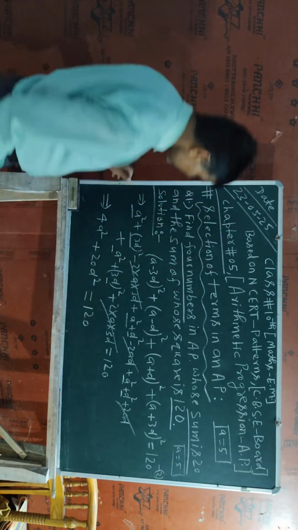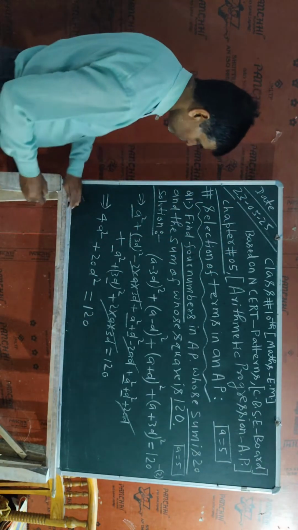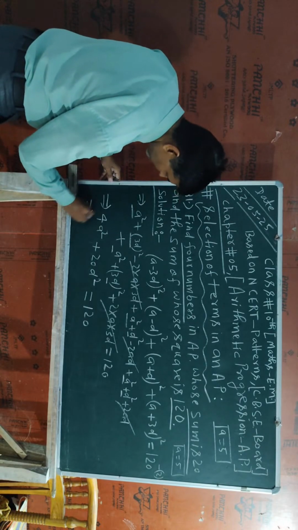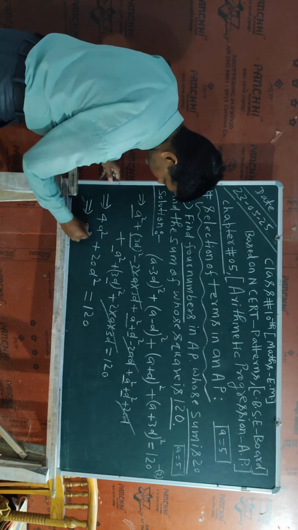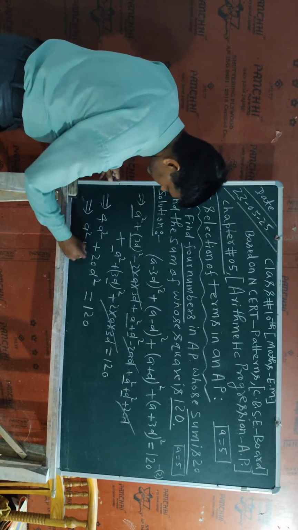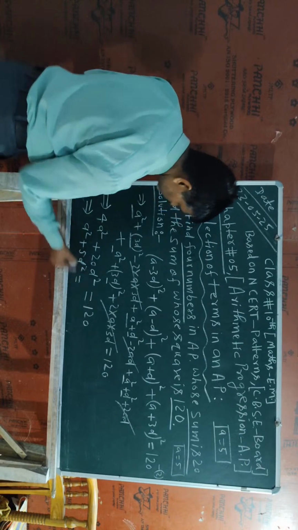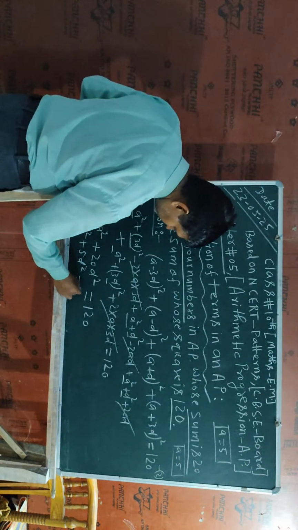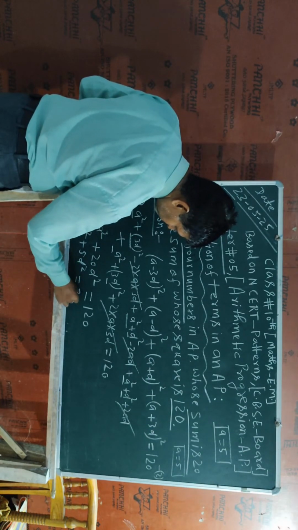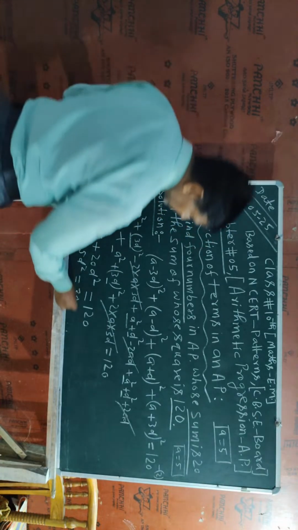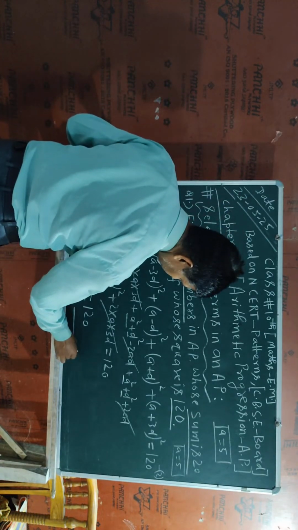Okay students, now further I will divide with 4 on both sides. So after dividing with 4, I will write here a square plus 5b square, which is equal to 4 times 3 is 12, that will be 30. I will say this is the equation number 3.